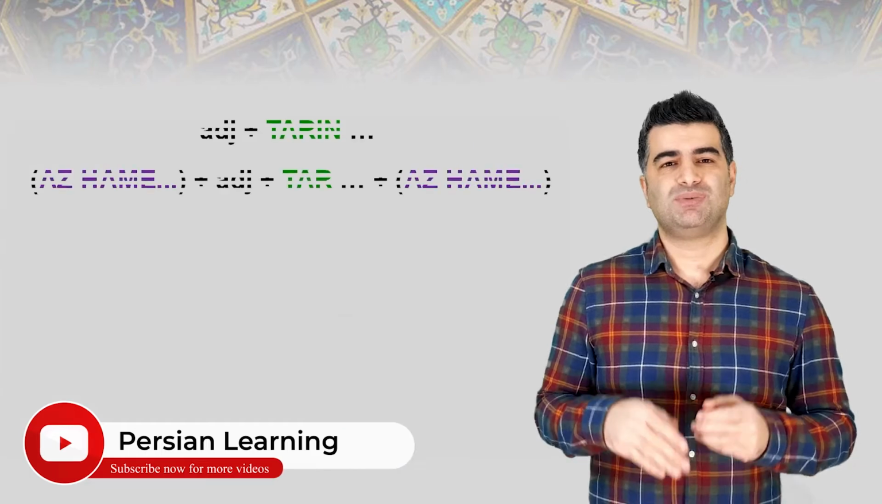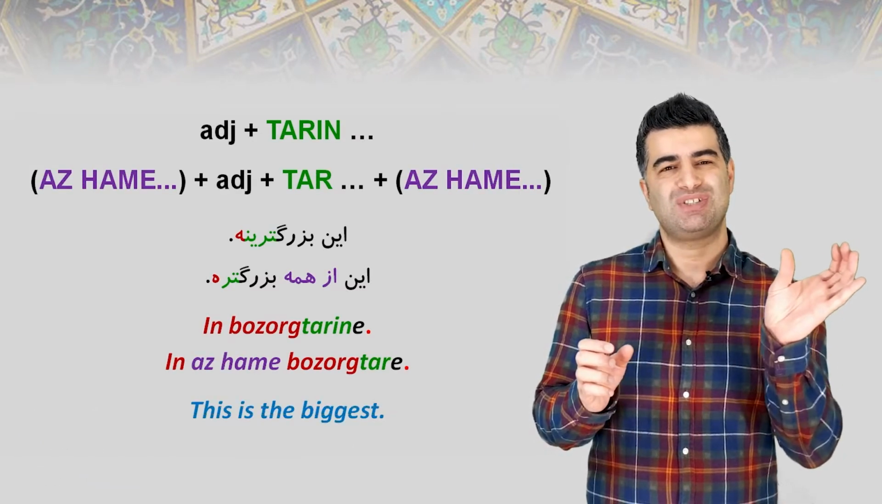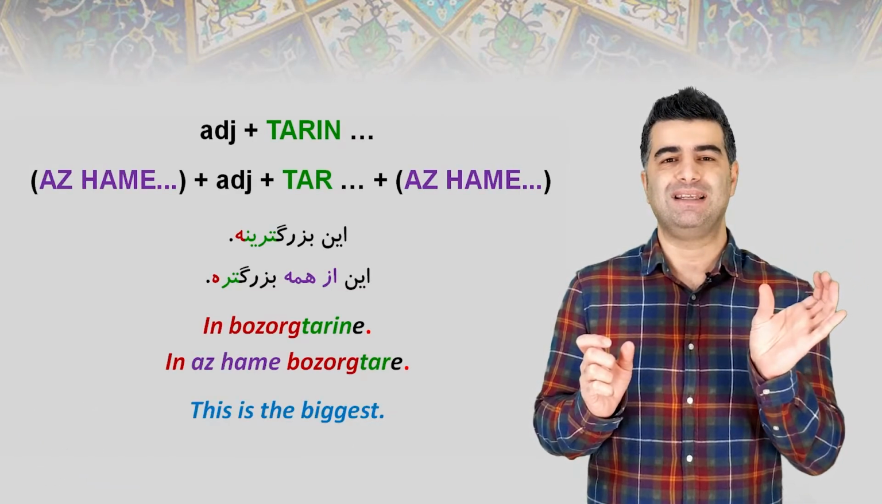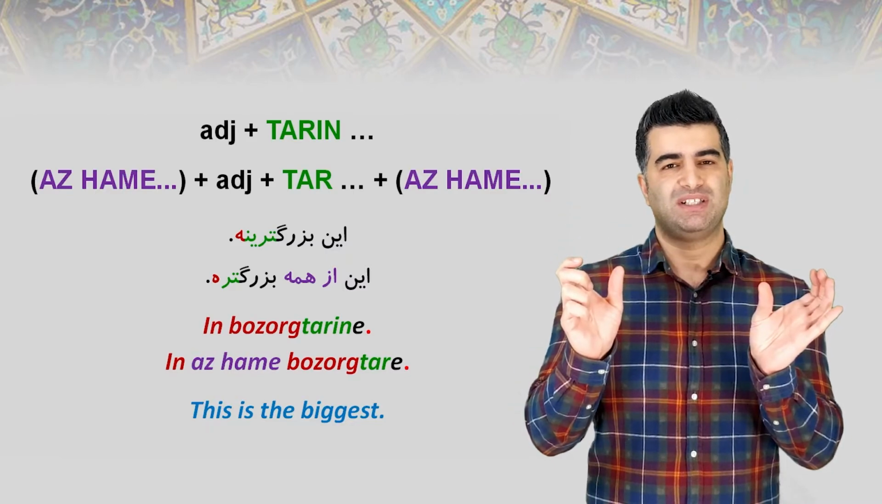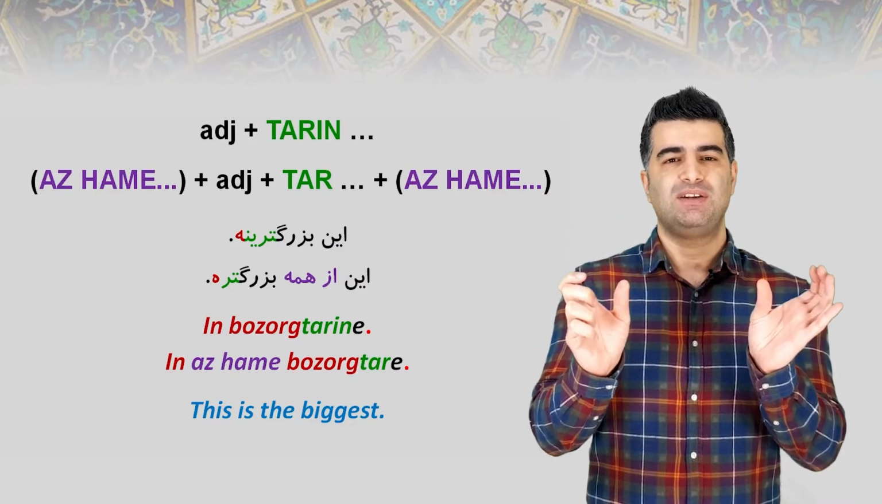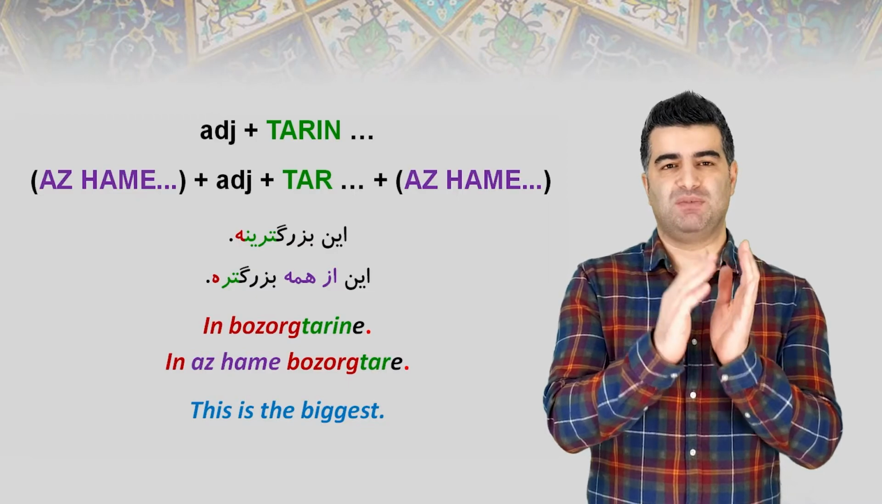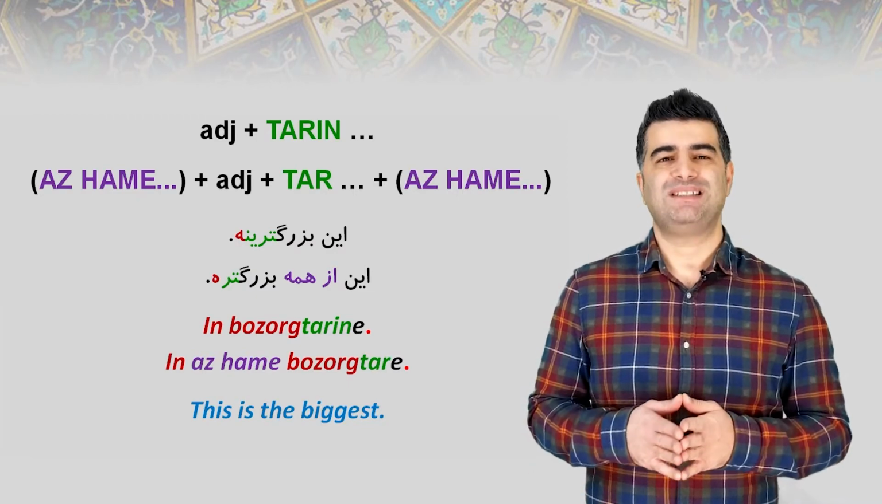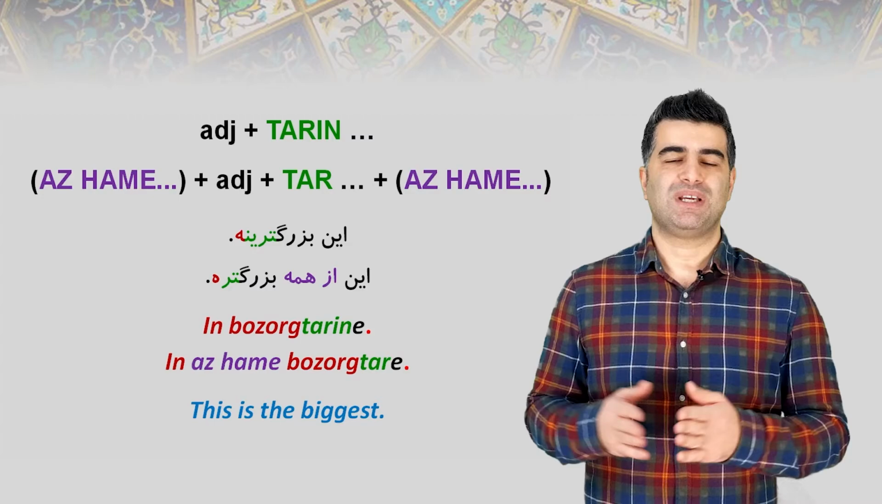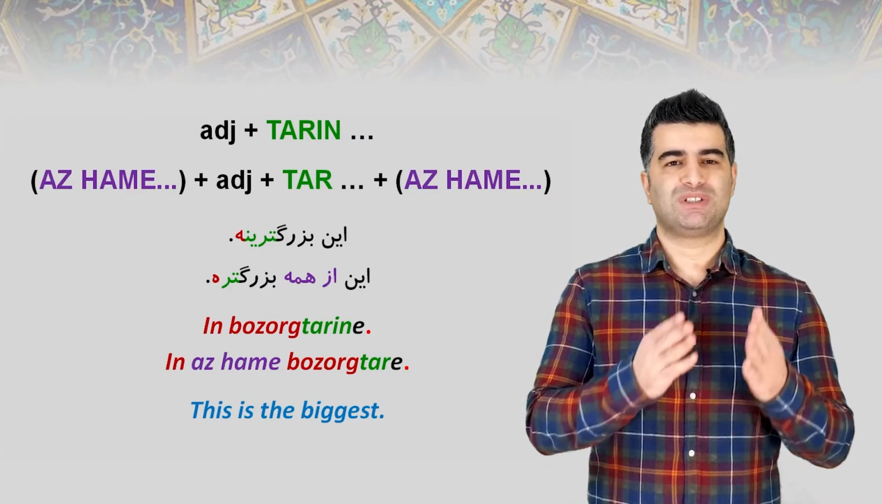So I'm back to tell you about the superlative form in Farsi, which is called صفت عالی or برترین. To make it, you need just to change the ending to ترین. So you have your adjective, for example, بزرگ, then you have بزرگترین, which means the biggest. The example is, this is the biggest. So you can say, این بزرگترینه.